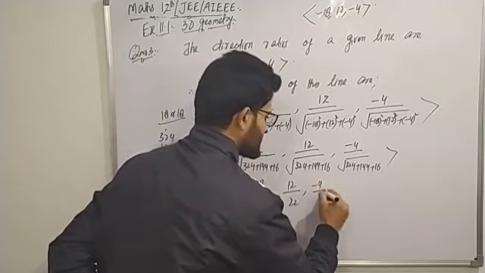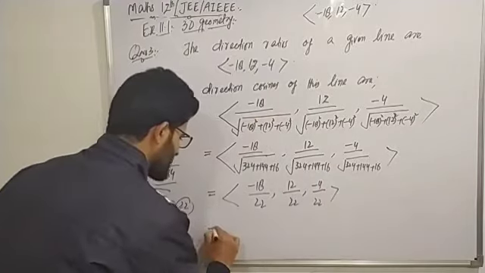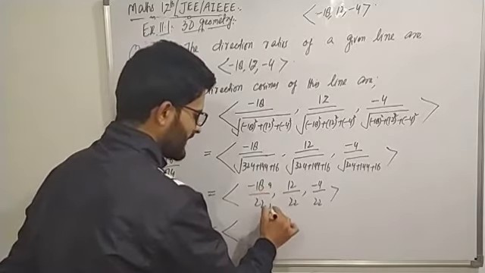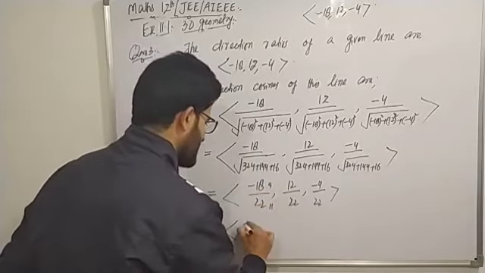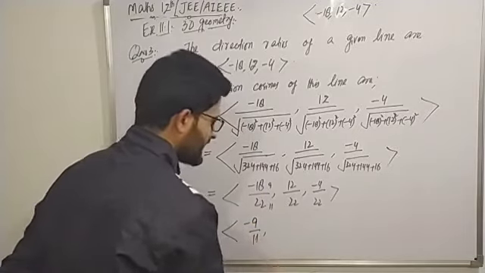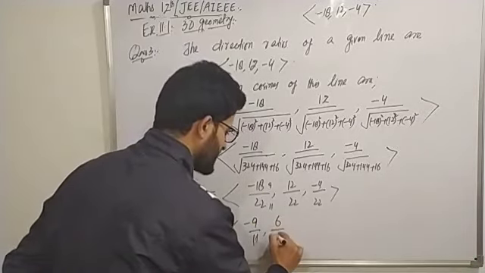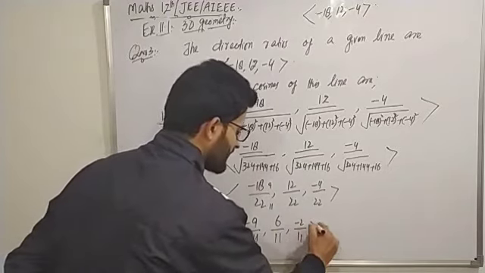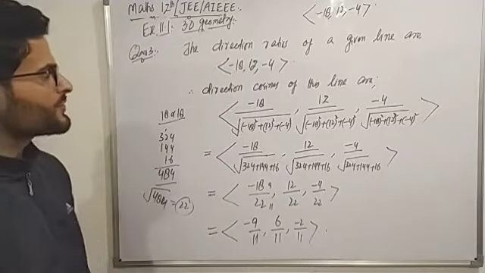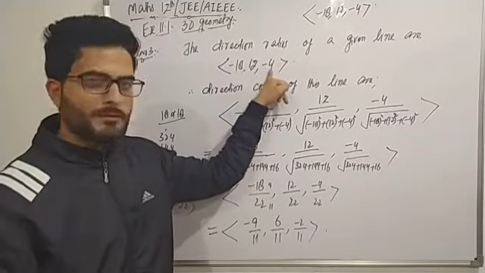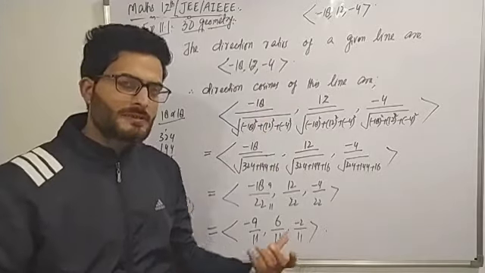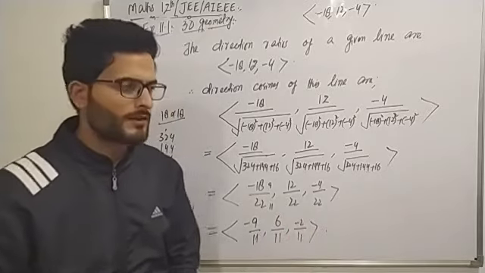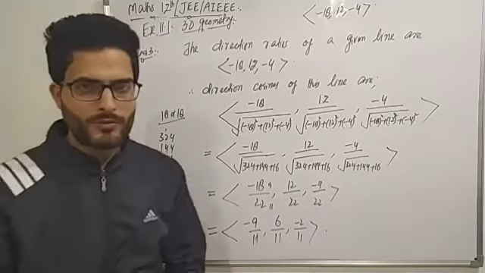and minus 4 divided by the same thing, 22. So the direction cosines would be the ordered three-tuple of: 2 nines are 18, 11 twos are 22, so minus 9 divided by 11; 2 sixes are 12, so 6 divided by 11; and 2 minus 2s are minus 4, so minus 2 divided by 11. So if the direction ratios of a line are minus 18, 12 and minus 4, then its direction cosines must be minus 9 by 11, 6 by 11 and minus 2 by 11. All about question number 3.